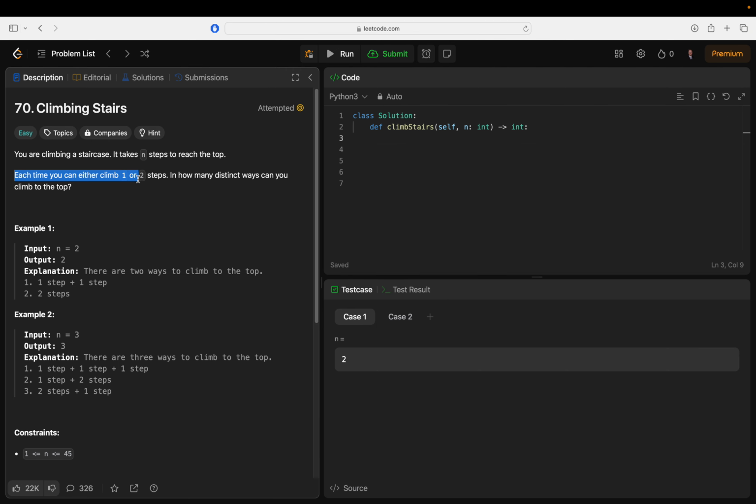You're climbing a staircase. It takes n steps to reach the top. Okay, so, for example, if you're two steps away from the top, then you can take one and one or two steps. So you have two possible ways to do it. If you're three steps away, then you could go 1-1-1, 1-2, or 2-1.